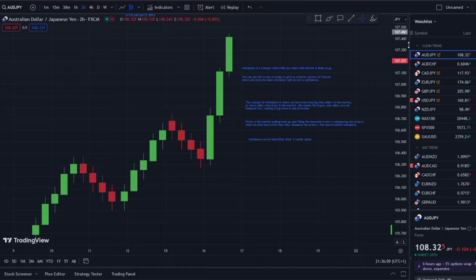Imbalance is a concept which tells you where the market is likely to go. We can use the concept of imbalance in any strategy to give us a better picture of where the market is likely to go, increase our win rate, or even just add an extra confluence to our trading.